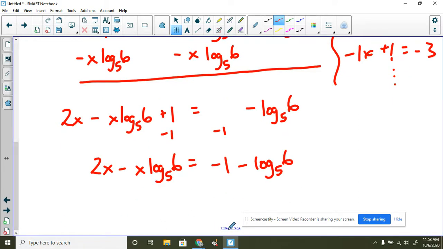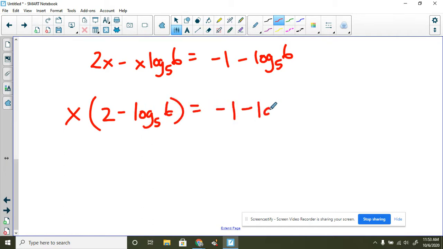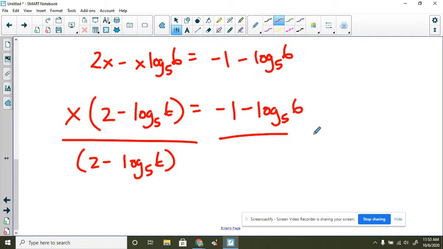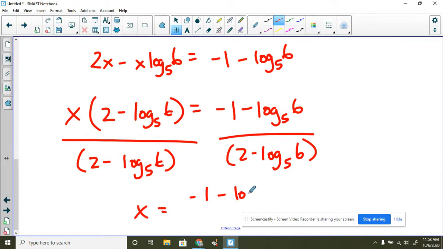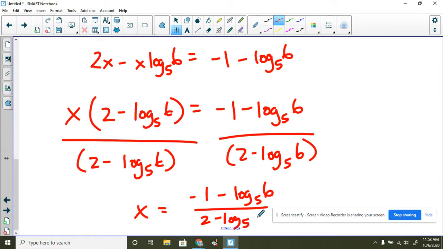Now, how do I solve for x? Factor the x away from this expression: 2 minus log base 5 of 6. The x is on the outside. How do I solve for x? Divide by the number that's being multiplied by it. It's horrible looking. But here's our solution in terms of x. X is equal to negative 1 minus log base 5 of 6 over 2 minus log base 5 of 6.